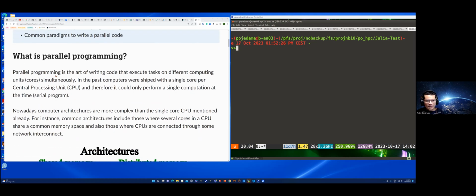So parallel computing is like an art of writing code. In this particular paradigm of programming, one writes the code so that different tasks can be executed on different computing units called cores, simultaneously. So this is the essential feature, that everything that you are running is occurring simultaneously.